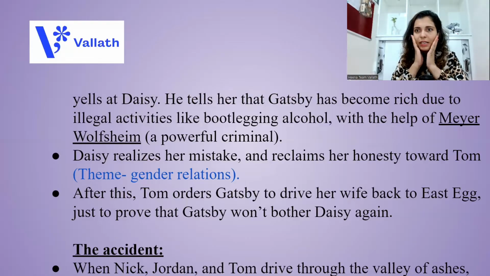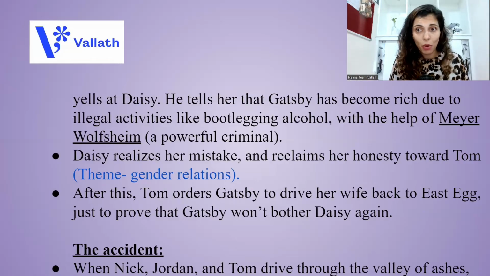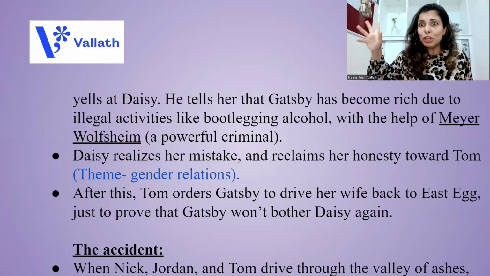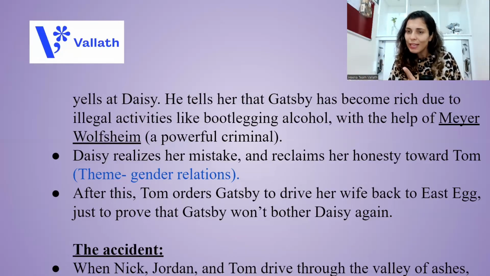And all of a sudden, Daisy realizes her mistake. She reclaims her honesty towards her husband. Here, the theme of gender relations is shown. See, I'll tell you, women were completely dependent on men. No matter, Daisy was a socialite, but she was dependent on her husband's money. Yes. So she quickly changed sides.